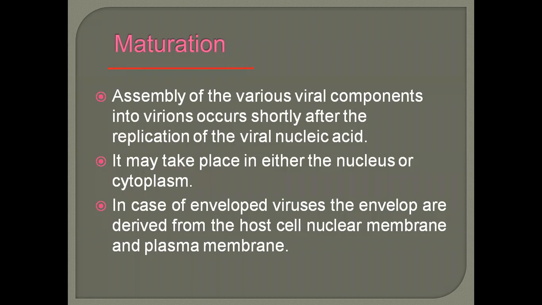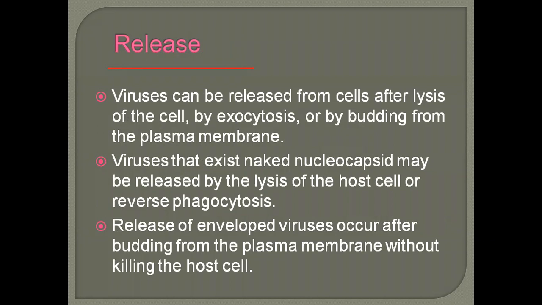Next, maturation, then release. When the virus achieves maturity, it can be released to the environment for the next infection of a host cell. They are ready, and at that time they release out from the host cell. How? They burst out and kill the host cell by lysis of the host cell. It can be achieved by exocytosis or by budding, or they rupture the cell wall. Naked nucleocapsids may be released by lysis of the host cell. They are ready to infect another host cell for the growth of their progenies.